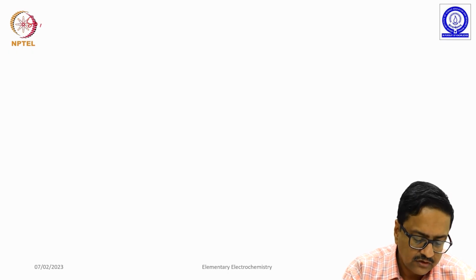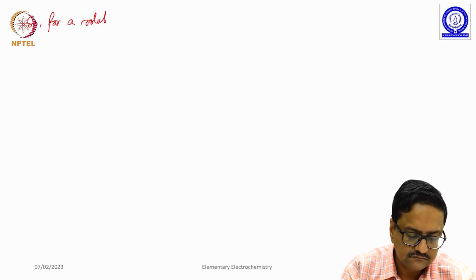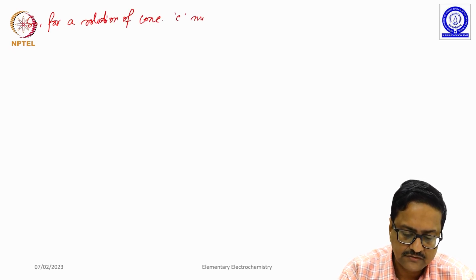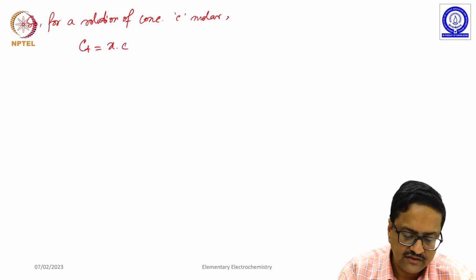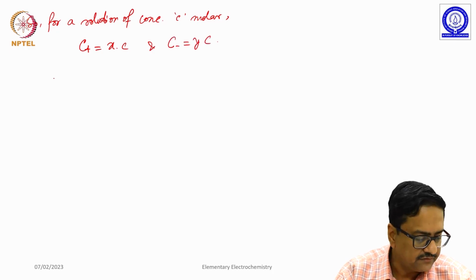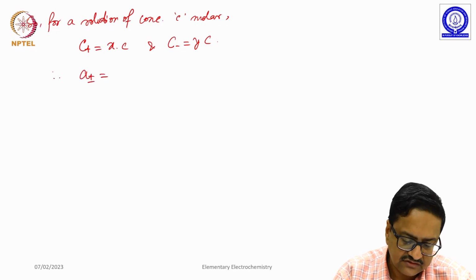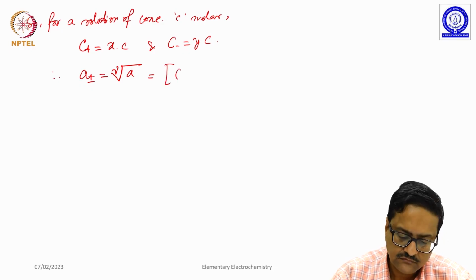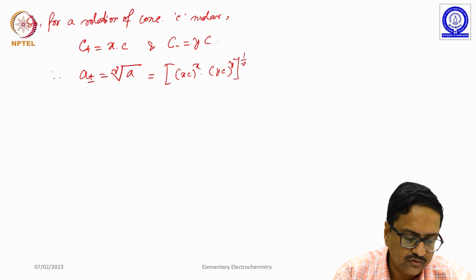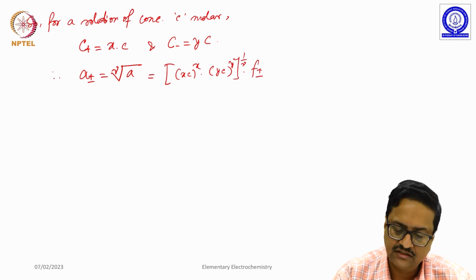So, for a solution of concentration C molar, one can write C plus equal to x into C and C minus equal to y into C. Therefore, a plus minus, which we know is the nth root of a, is equal to (x c to the power x, y c to the power y) whole to the power 1 by nu into f plus minus, correct.